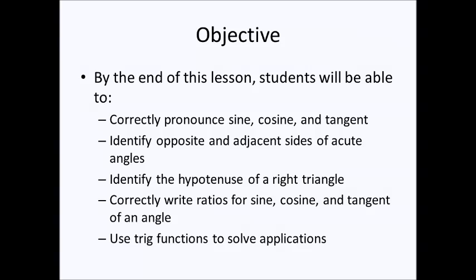By the end of this lesson, students will be able to correctly pronounce sine, cosine, and tangent, identify opposite and adjacent sides of acute angles, identify the hypotenuse of a right triangle, and correctly write ratios for sine, cosine, and tangent of an angle, and to use trig functions to solve applications.